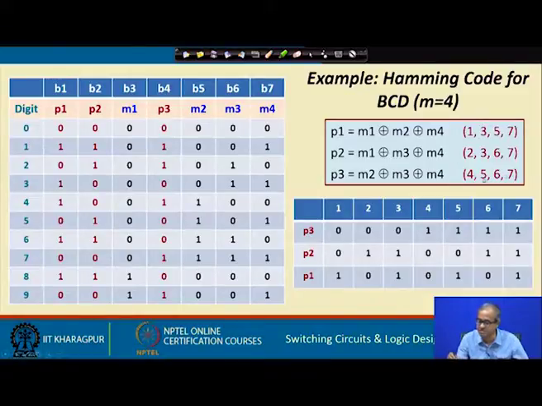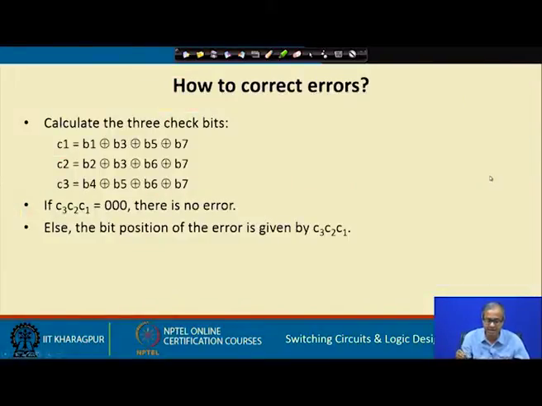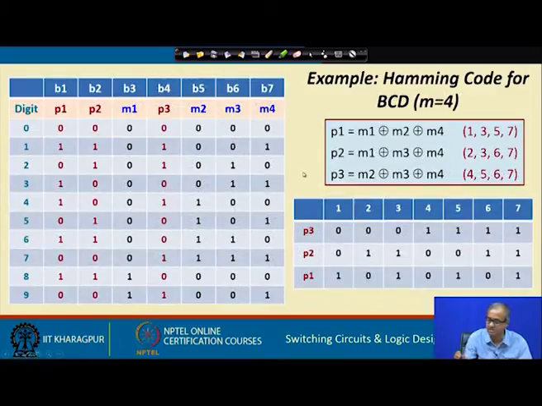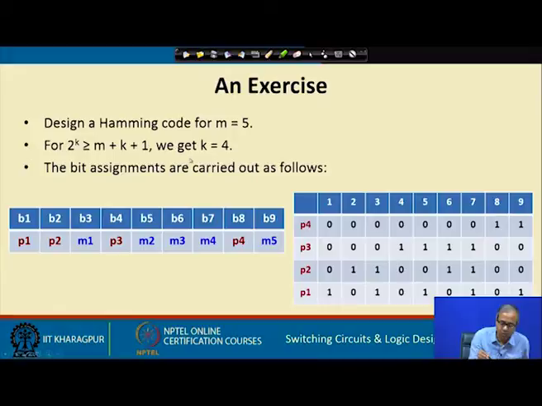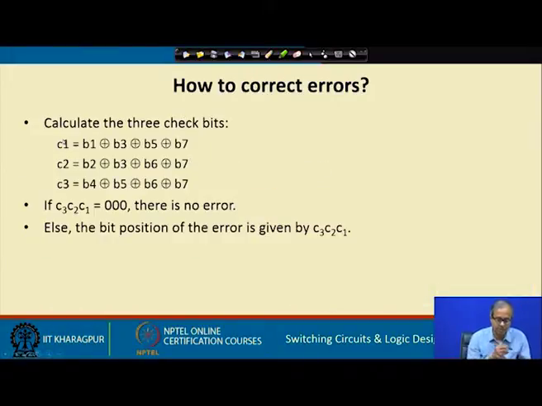You remember these numbers. You straight away find out 3 check bits C1, C2, C3 just by taking the modulo sum of those corresponding bits: 1, 3, 5, 7; 2, 3, 6, 7; and 4, 5, 6, 7. And this modulo sum means, I am repeating, if the number of ones in these bits is even, then C1 will be 0, if the number of ones is odd, it will be 1.